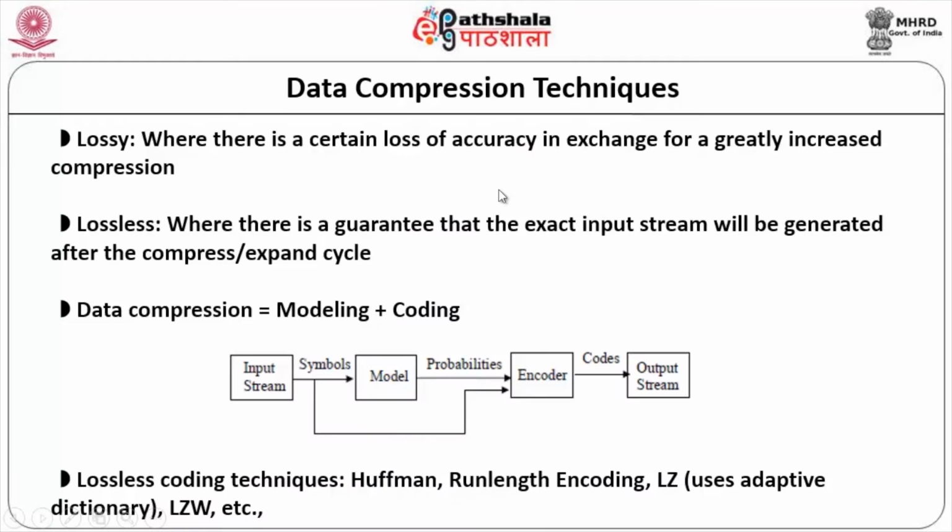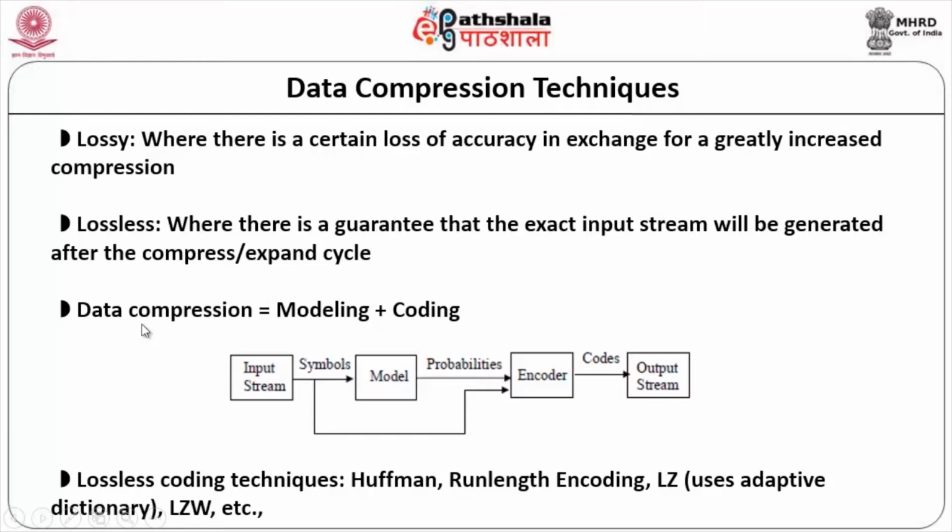We should see that either we lose a little accuracy so that we can increase the compression, that is called the lossy method. Another technique is the lossless technique, wherein we definitely see that we do not lose anything and we get the exact input stream, whether it is compressed or expanded. In the lossy case, compression will take place, while on expanding, accuracy will be lost a little, not much, certain loss will be there.